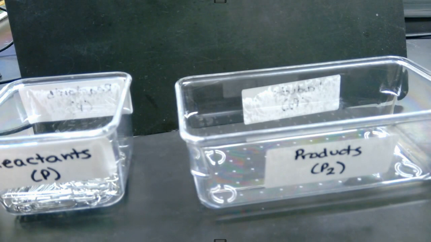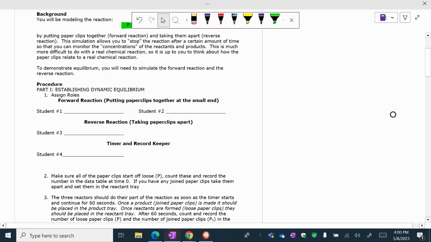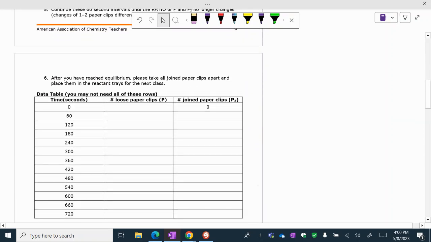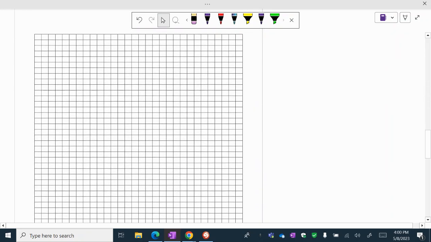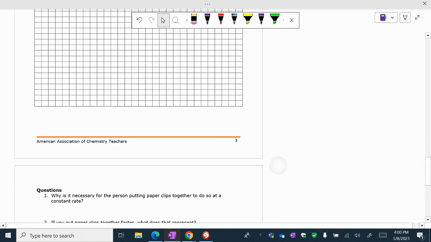The lab will be due tomorrow in class. And just make sure you read through all of the directions before you get started, fill in everything, and then everybody's making a graph, everybody's doing the questions and the table.